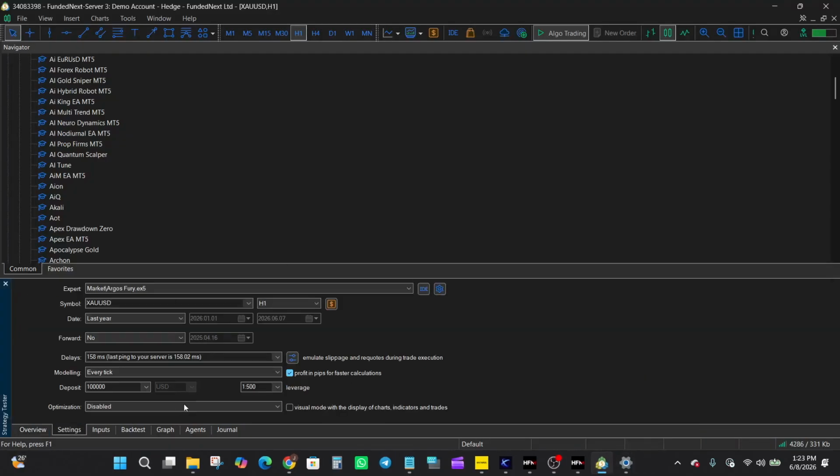So this is going to be the Argos Fury EA. We are testing it on XAUUSD on the H1 time frame, and we are conducting the backtests from the beginning of this year. So it's covering about 5 months and a week of data. And for the delays, we're using the last ping to the server with every tick modeling.